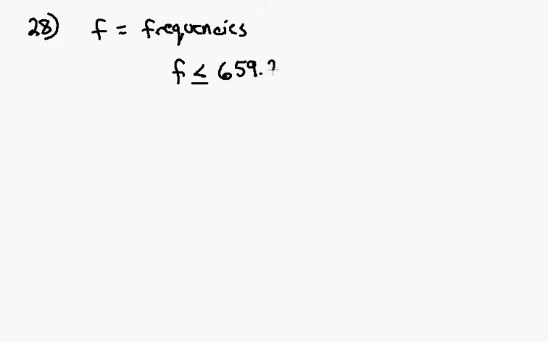So if we let F represent the frequencies of an acoustic guitar, we can say then that the frequencies are going to be less than or equal to 659.2 and greater than or equal to 82.4.